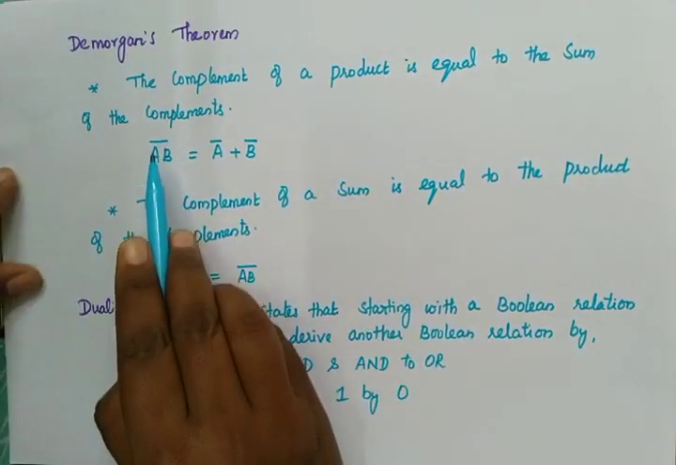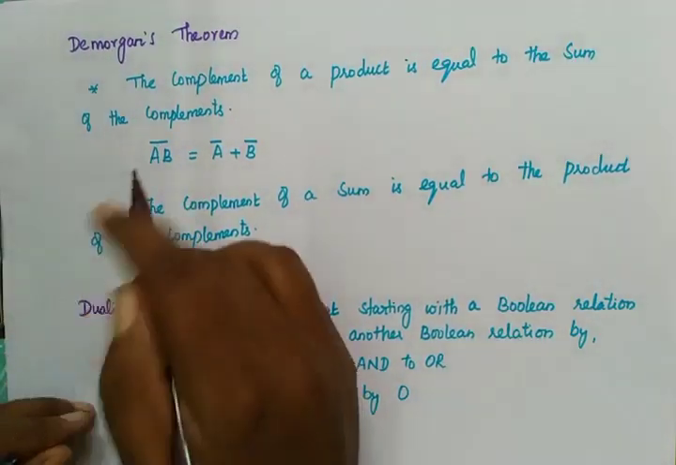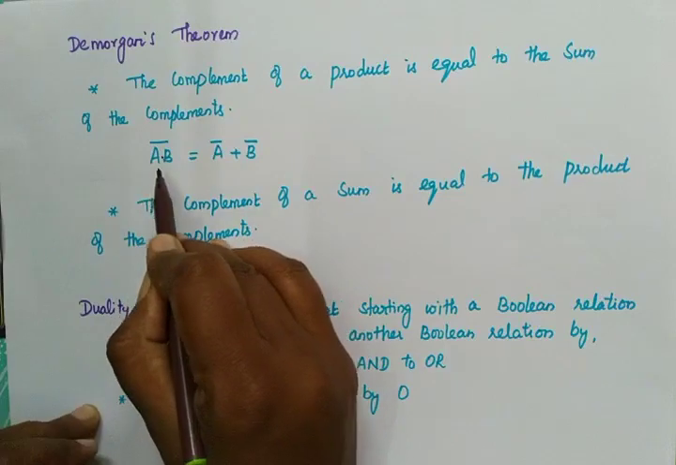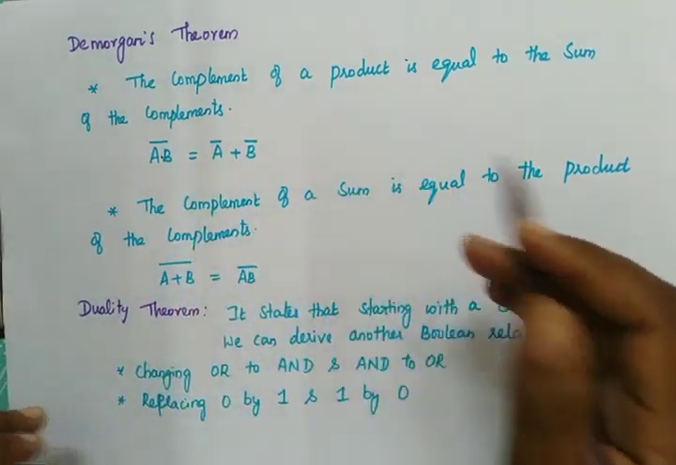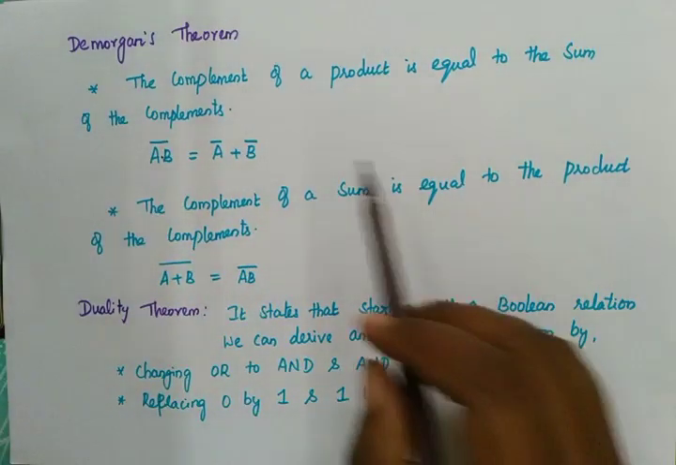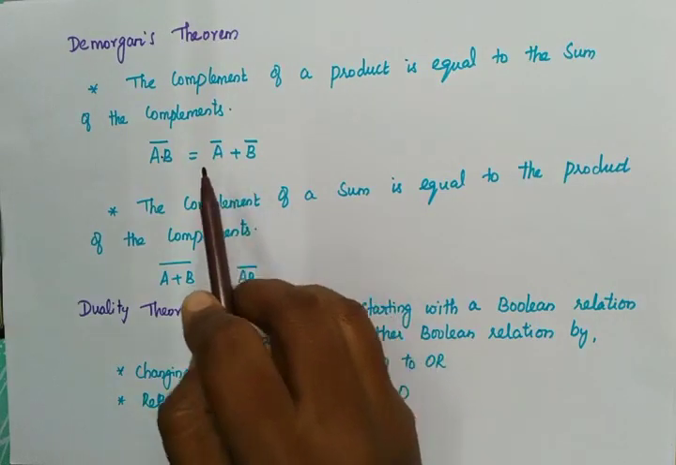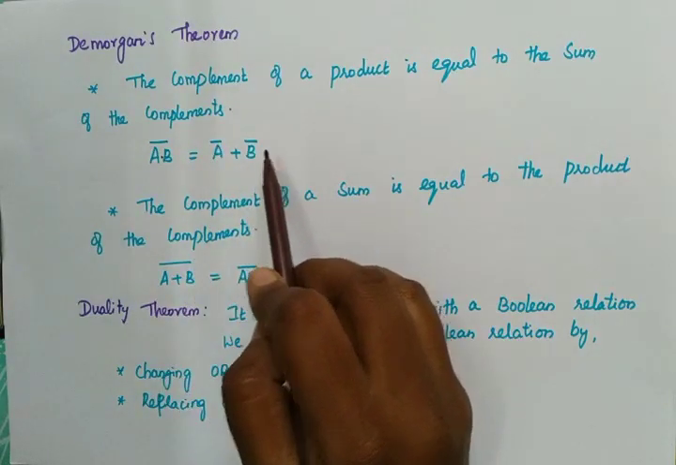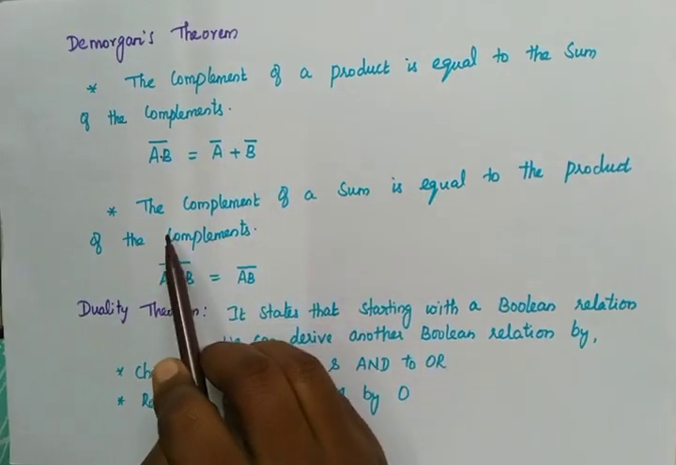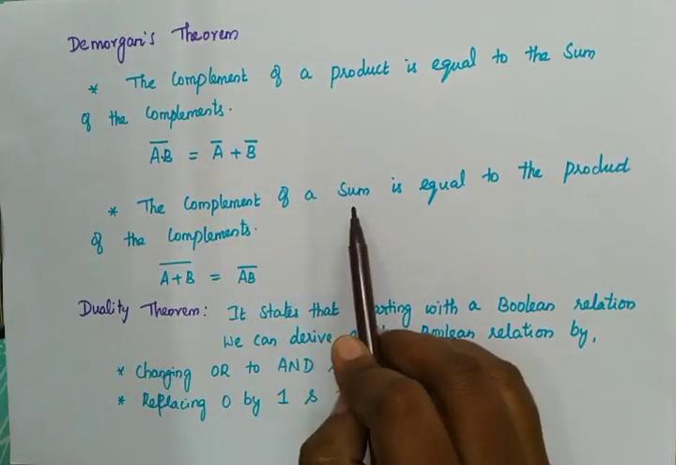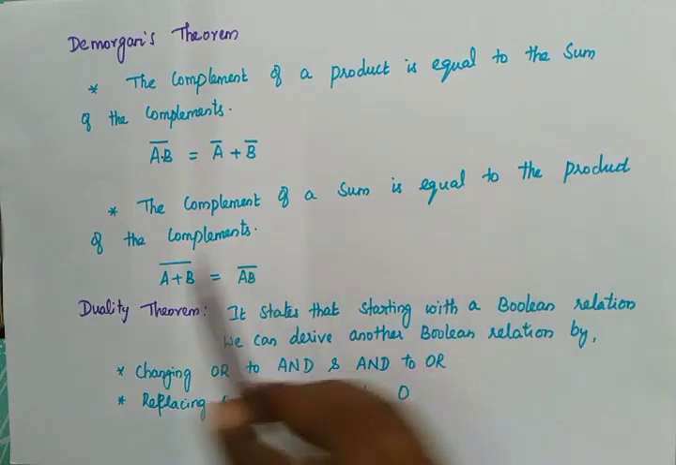That is the complement of product. This is the complement of product. That is A into B is equal to the sum of the products. Sum is plus. Here we have plus. So the sum of the A bar plus B bar, the sum of the complements.